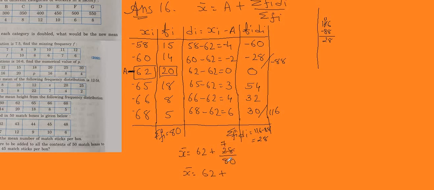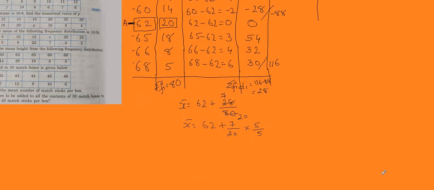7 fours are 28 and 20, so you get 7 upon 20. Multiply both numerator and denominator by 5. You get x bar is equal to 62 plus 35 upon 100. That gives x bar is equal to 62 plus 0.35.